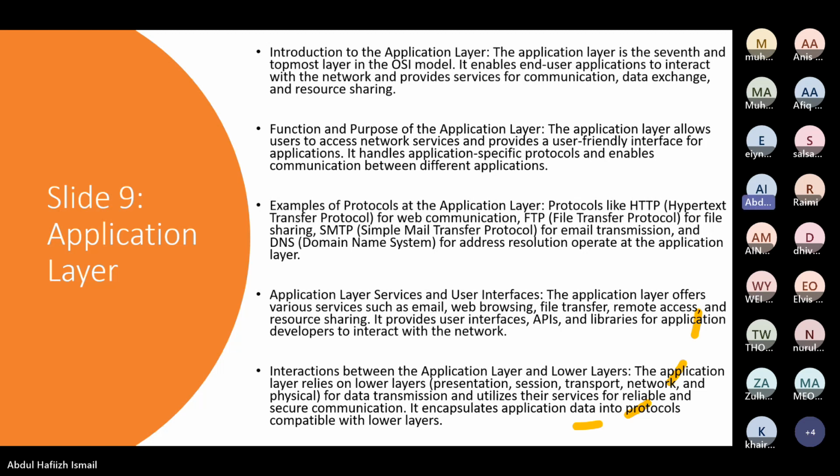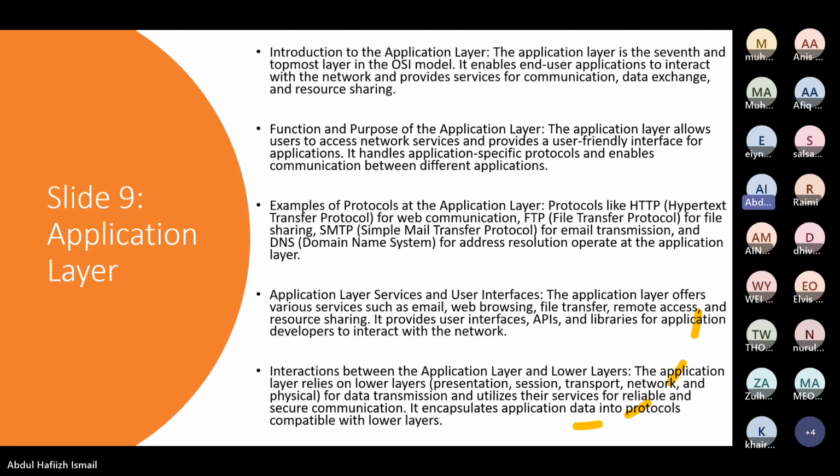User interfaces provide end users with a user-friendly way to access and utilize network services. APIs and libraries, on the other hand, offer developers the necessary tools and functionalities to integrate network capabilities into their applications.